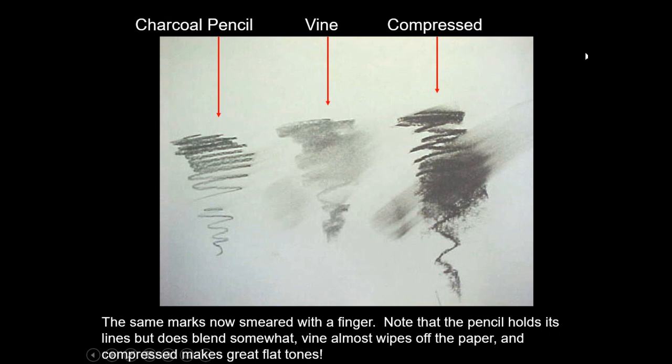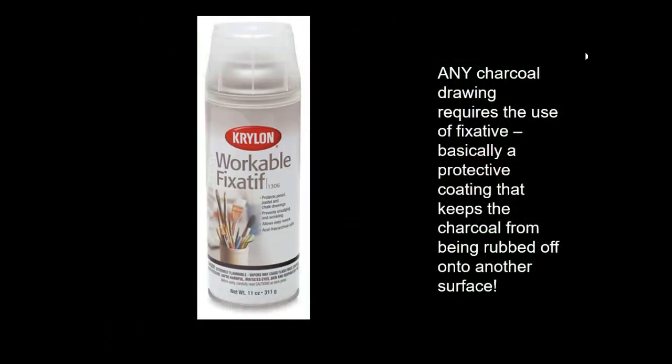So I use vine sometimes for things that I know I'm going to be doing a fair amount of erasing, or perhaps as a base coat. I tend to work more with compressed charcoal throughout the entire process of a drawing, and I might finish with a charcoal pencil. In any case, when you're working with charcoal, it is a very dusty material, so fixative is a really important tool to add to your arsenal here. So fixative is basically like a spray varnish. You are sealing the top coat of the drawing to prevent it from smudging.